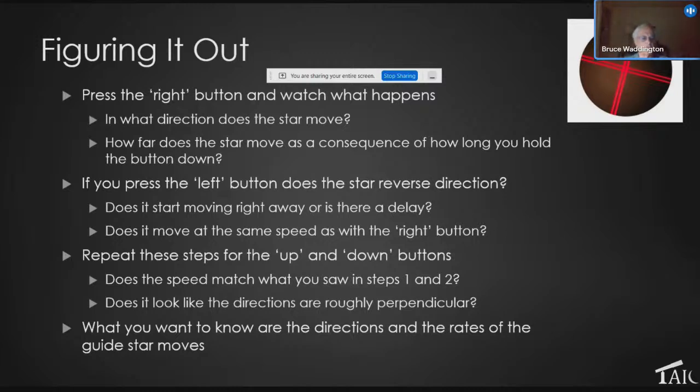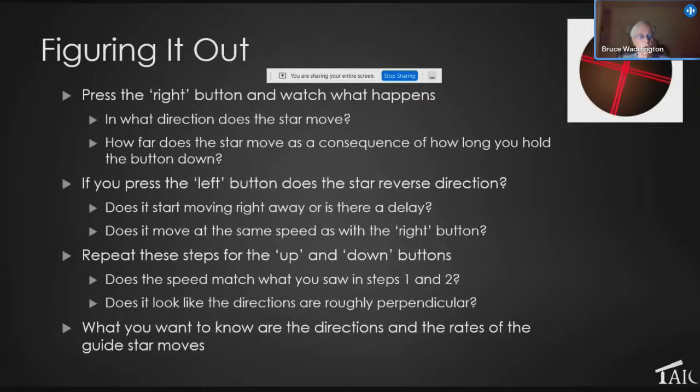And now you're going to do the same thing with the up and down buttons. And of course, in all likelihood, up doesn't really mean up, it's got a 50% probability of going down. So that's just an adjustment that you're going to have to make mentally to remember that. But again, with a reasonable amount of practice, you can move the guide star around effectively. Now you've got both directions calibrated in your mind, and you can cause that guide star to move up and down, left and right, and stay centered.